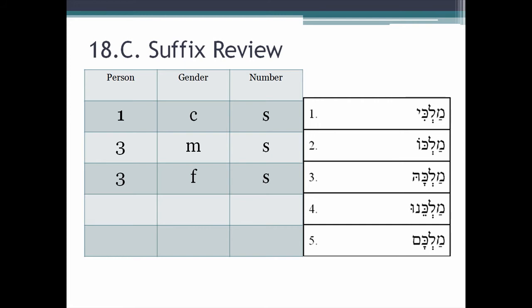Malkenu, enu is the suffix, first common plural. And then malkam, the qamets and final mem, is third masculine plural.